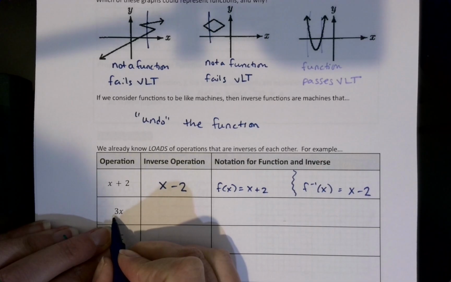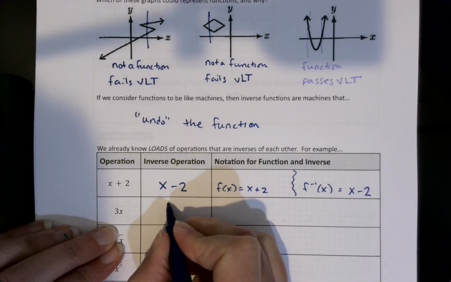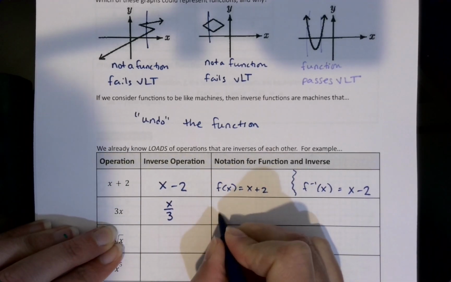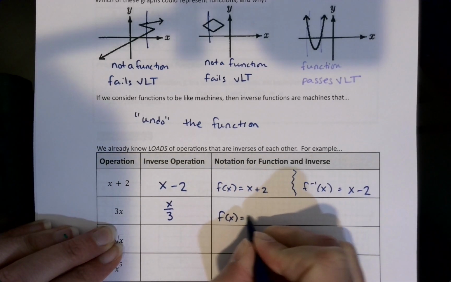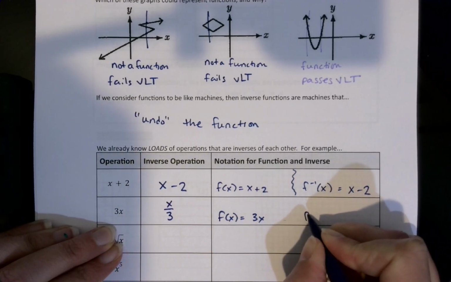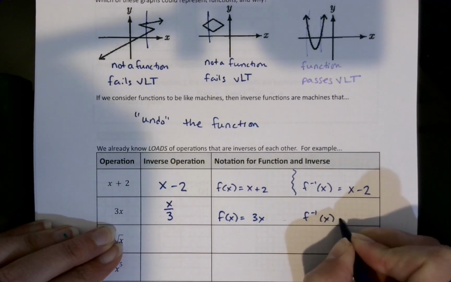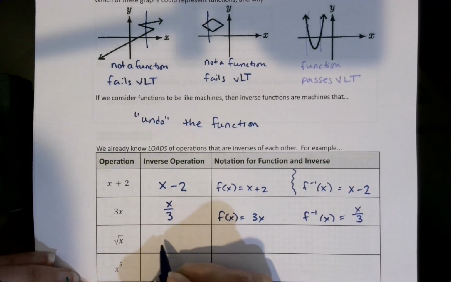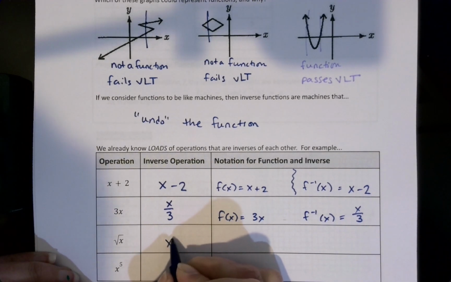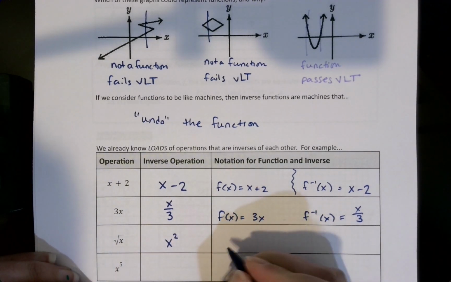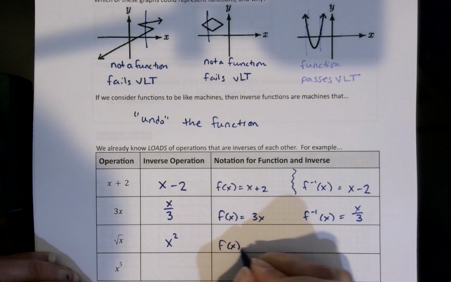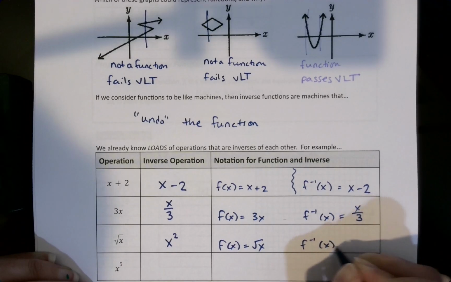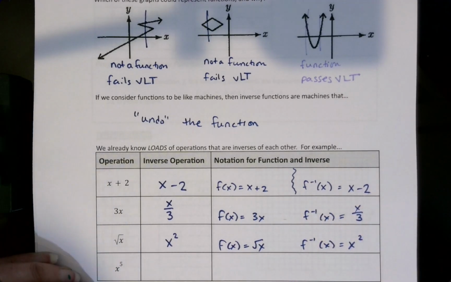Similarly, if we've got the function 3 times x, the inverse operation, instead of multiplying by 3, would be to divide by 3, so x divided by 3. So our function here is 3x, and its inverse is x divided by 3. For the square root of x, the opposite of a square root is going to be square, so the inverse is going to be x squared. So if f of x is the square root of x, then f inverse of x would be x squared.